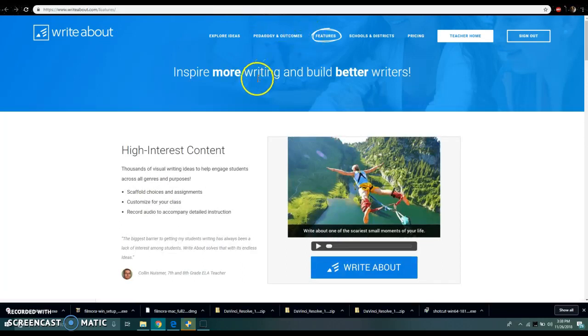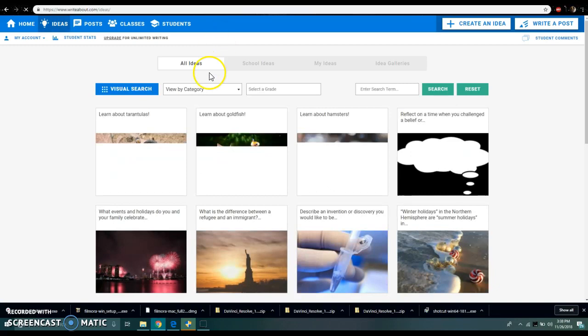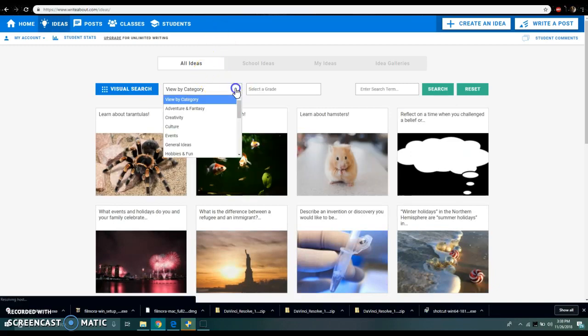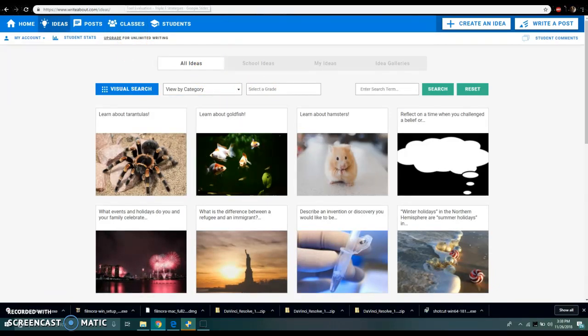Here are the features provided with this tool. There's high interest content, which includes a variety of prompts. These prompts can be found in exploring ideas. As you can see, you can change the genre and the grade. There are many other tools associated with this as well.